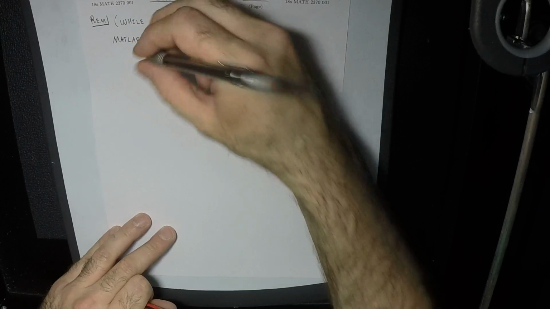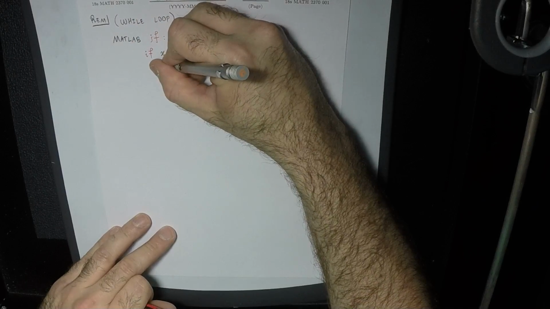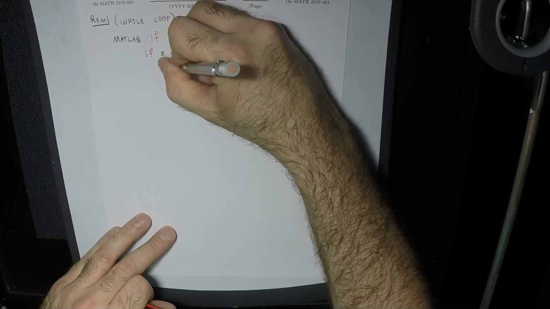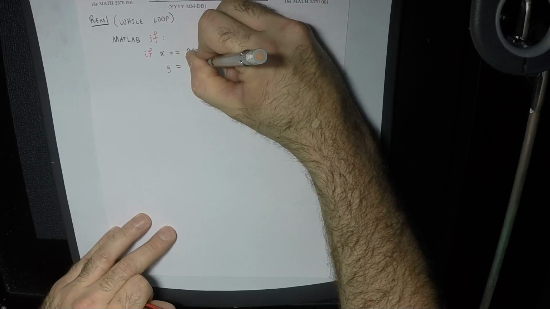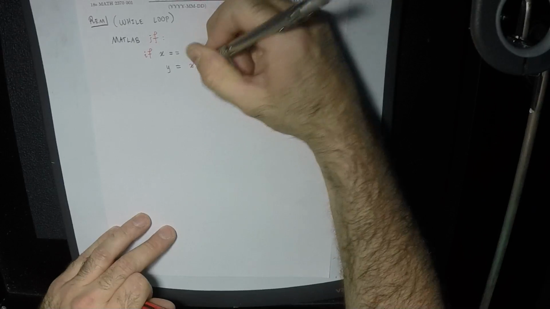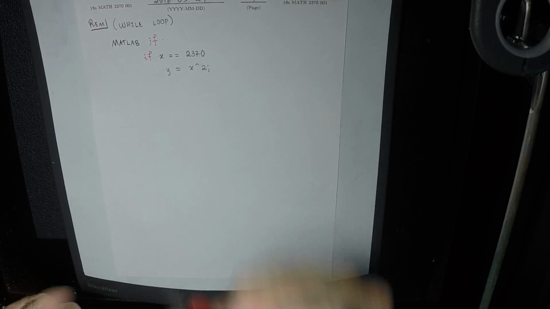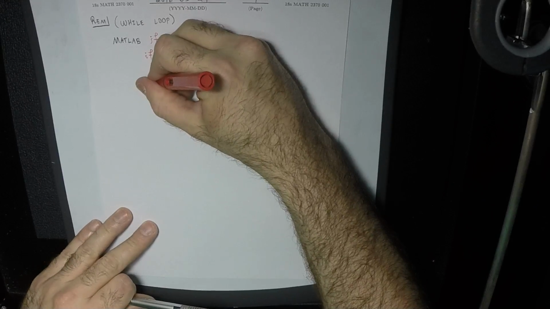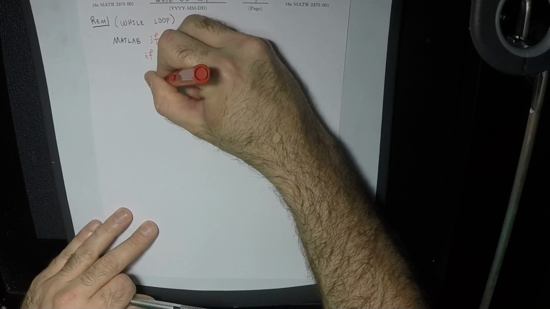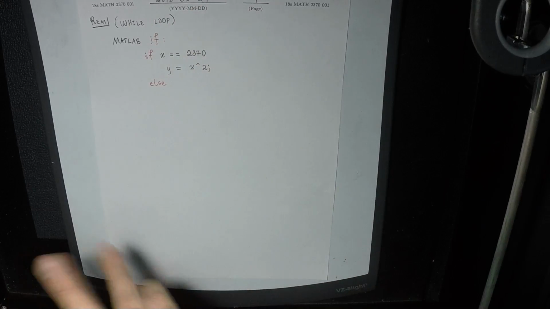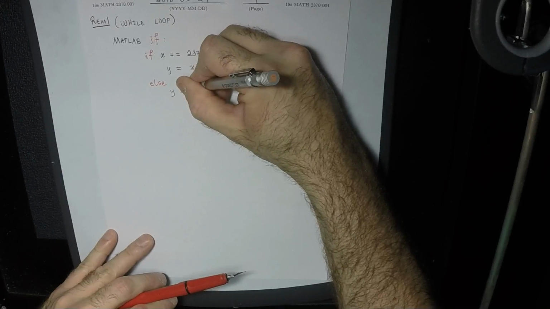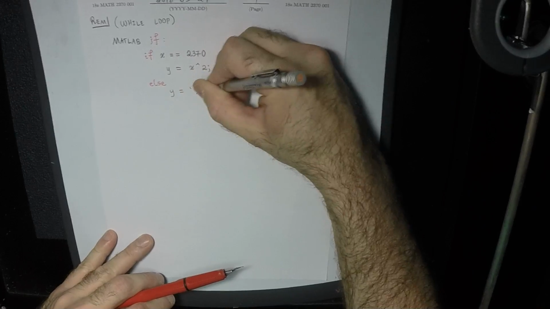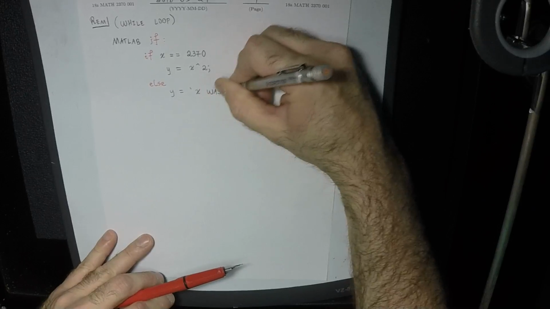So you could say if x is 2370, then we could assign y to be, I don't know, doesn't even matter, x squared, right? Okay, fine. Else, we could say y is the string, something like "x was not my favorite number."